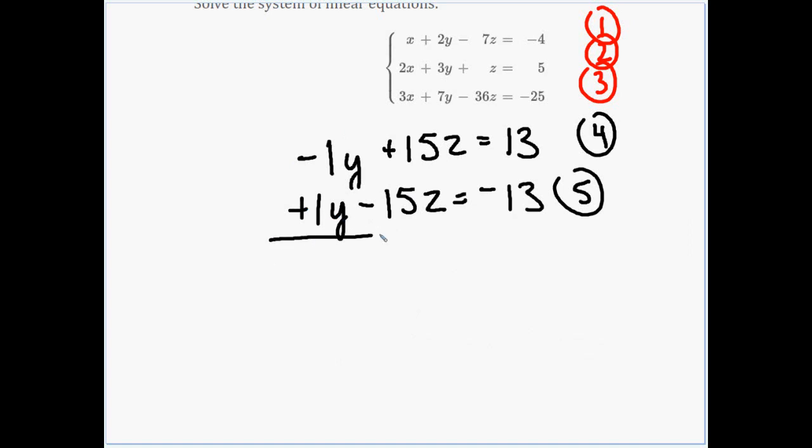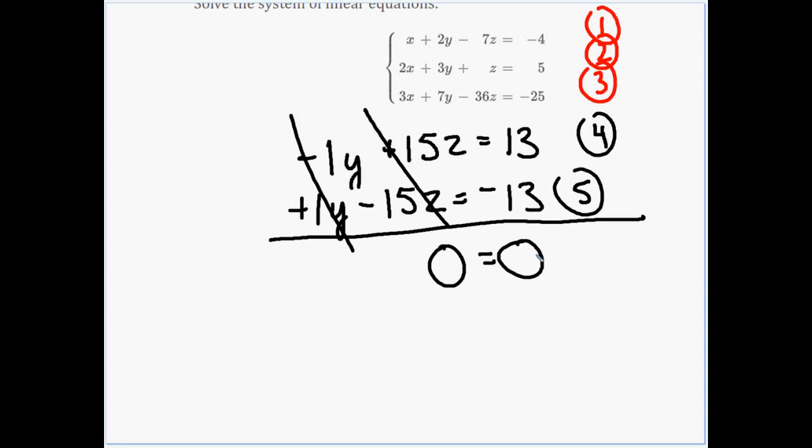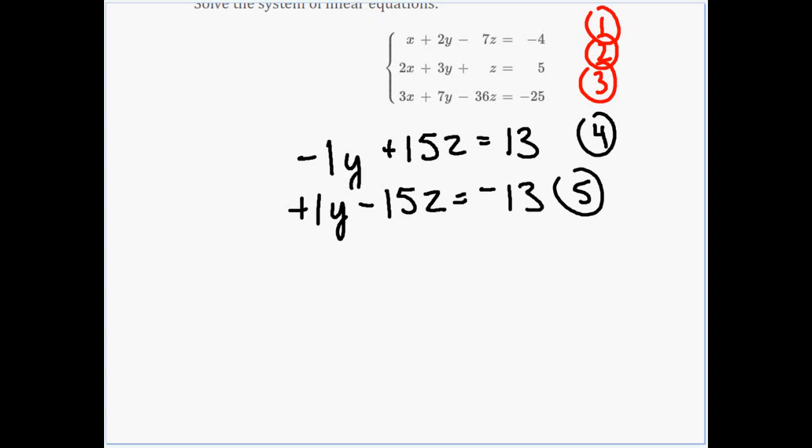So the y's cancel to a 0, the z's cancel to a 0, so we get 0 is equal to 0. So these equations have infinitely many solutions. But again, we can express this in terms of a variable a. I'm going to back up here to this equation, and I'm going to get the y by itself. Y equals, we'll add 15z to both sides, so that'll be 15z minus 13.